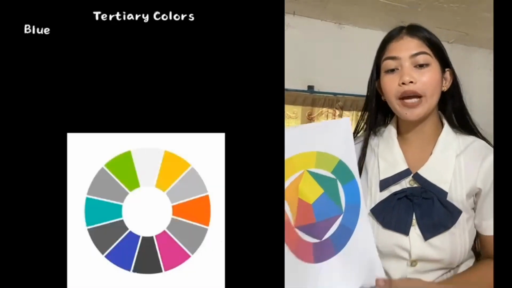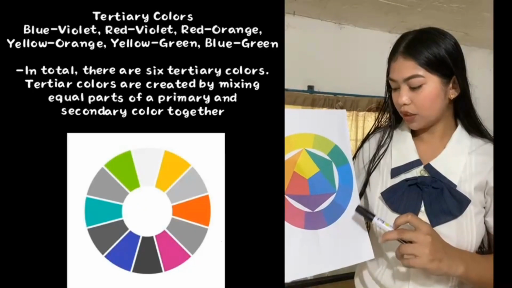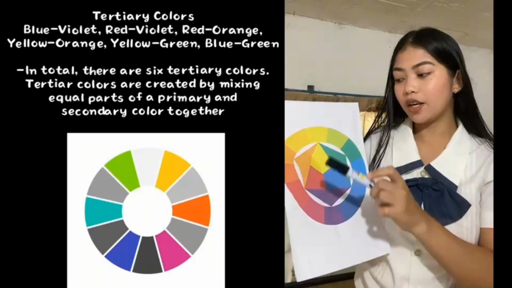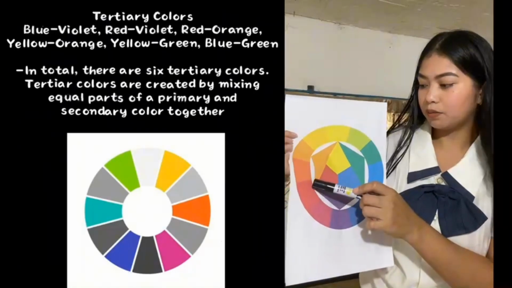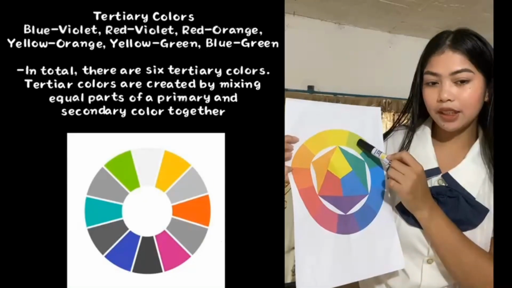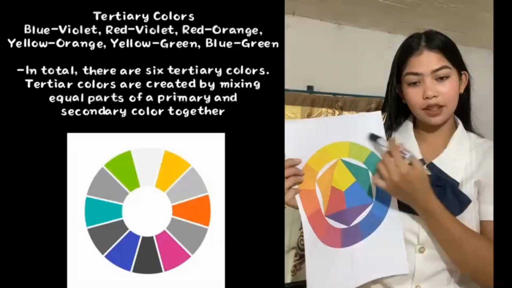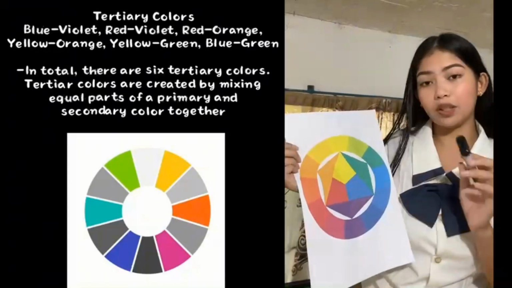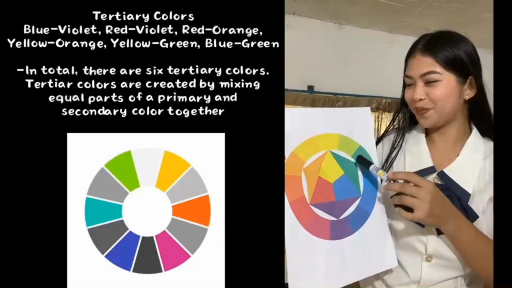Next, we have the tertiary colors: blue violet, red violet, red orange, yellow orange, yellow green, and blue green. So in total, there are 6 tertiary colors. Let's count if it's really 6.